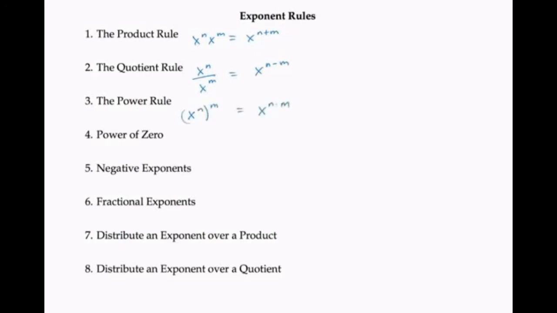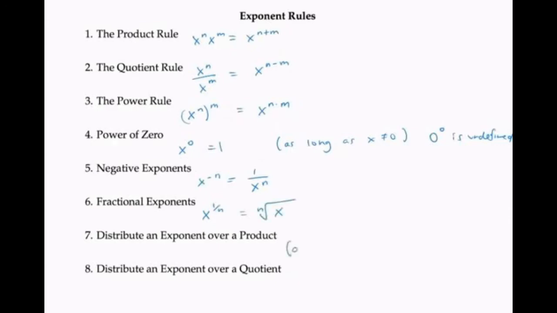The zero power rule says that anything to the zero power is 1, as long as the base is not 0, since 0 to the 0 is undefined. For a negative exponent, to evaluate x to the minus n, we take the reciprocal, 1 over x to the n. To evaluate a fractional exponent like x to the 1 over n, we take the nth root of x.